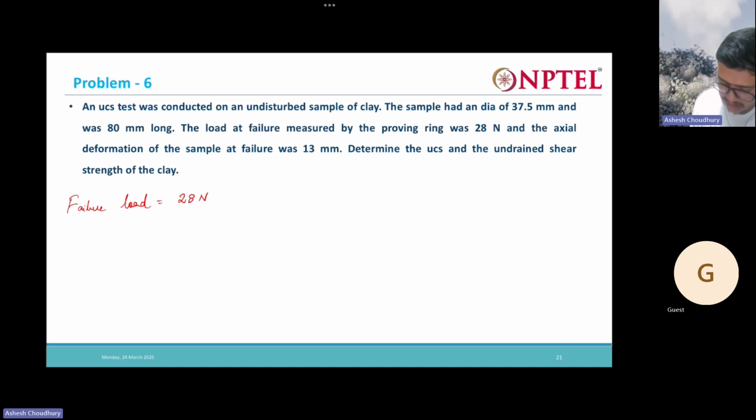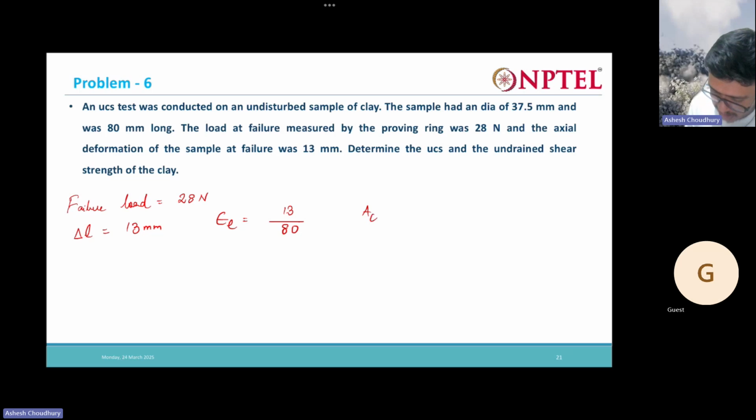Failure load is given as how much? 28 newtons. All right, now delta L. The deformation at failure was 13 mm. So I can find out the strain at failure, length change, 13 by 80.